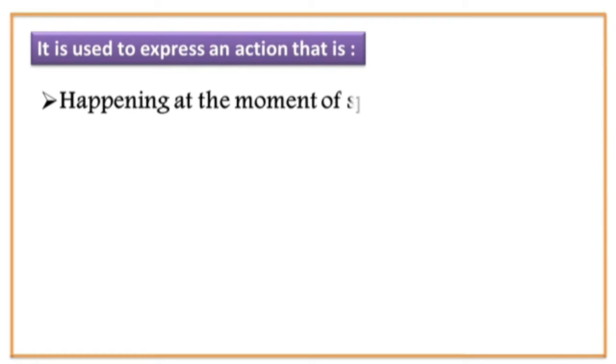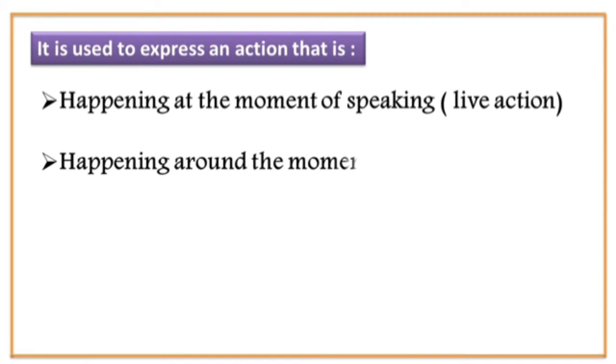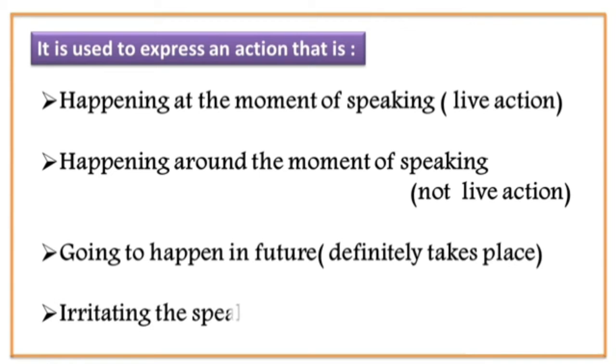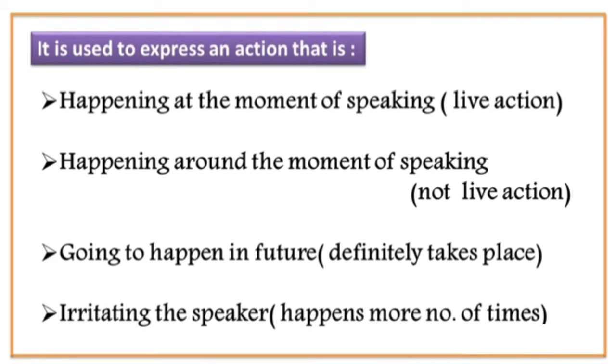Present continuous tense is used to express an action that is happening at the moment of speaking, live action; happening around the moment of speaking, not live action; going to happen in future, definitely take place; irritating the speaker, happens more number of times.